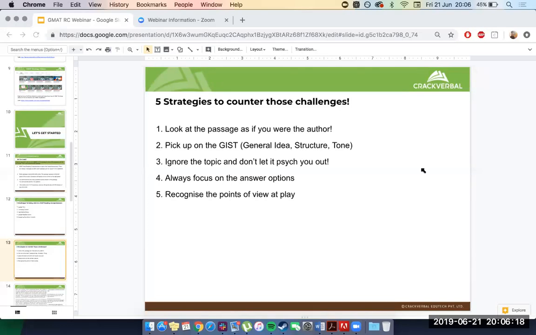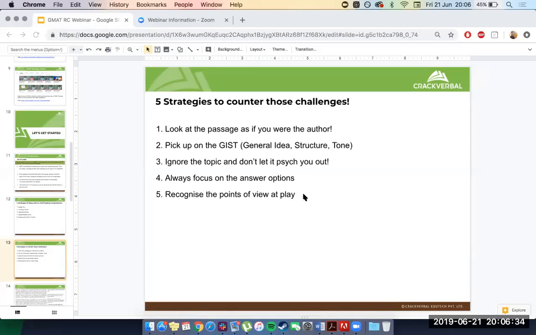How to deal with RC from non-interesting topics or boring topics. Okay, cool. So I think that all of the questions that are being asked now are things that we're going to address moving forward. So let's dive back into that. Okay, so 5 strategies, right? And what are these strategies?